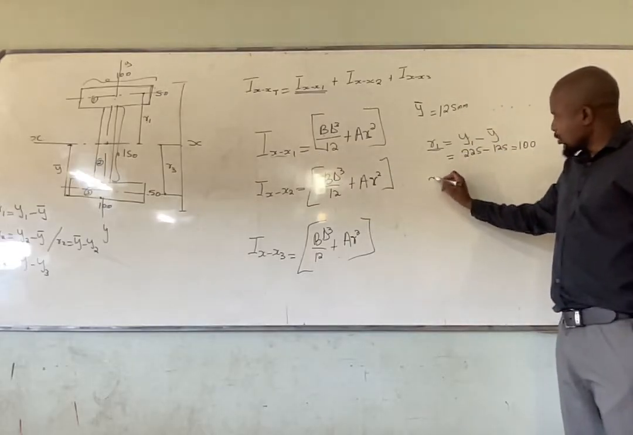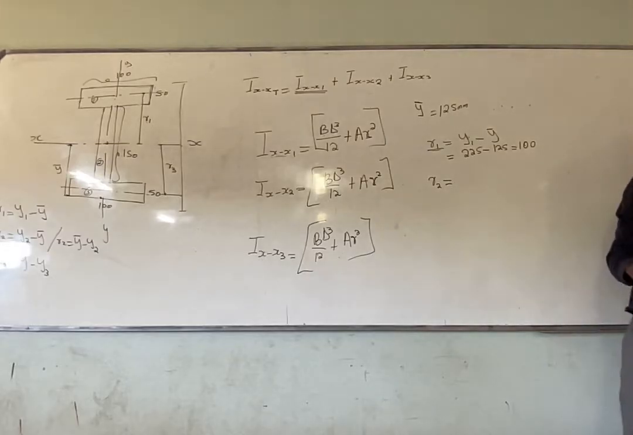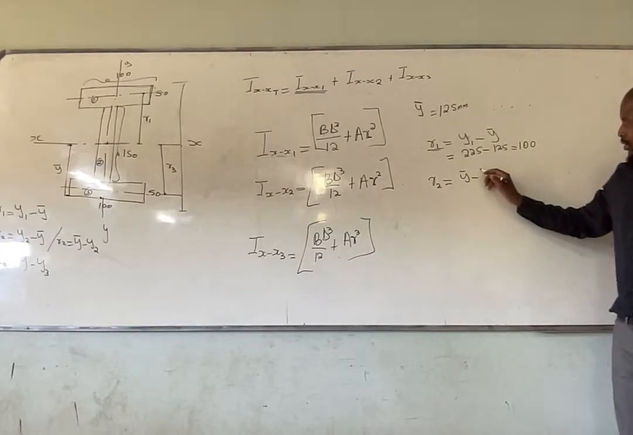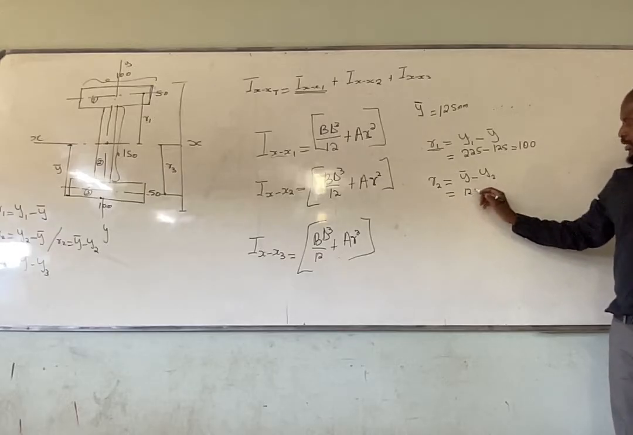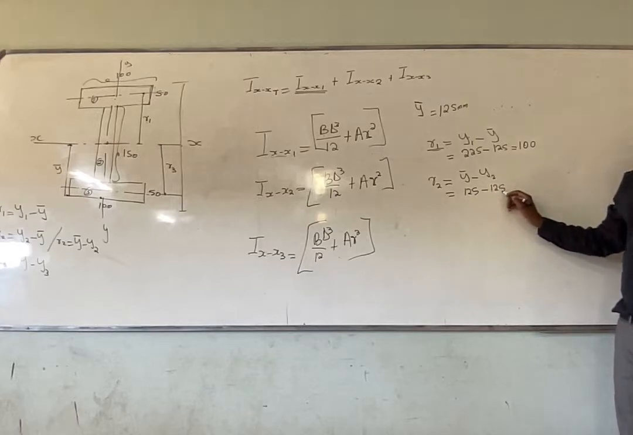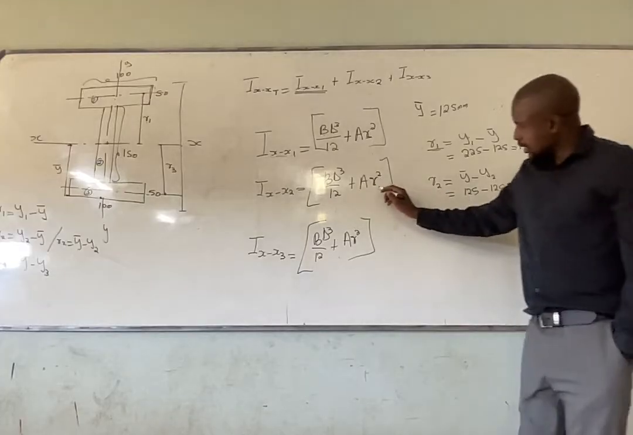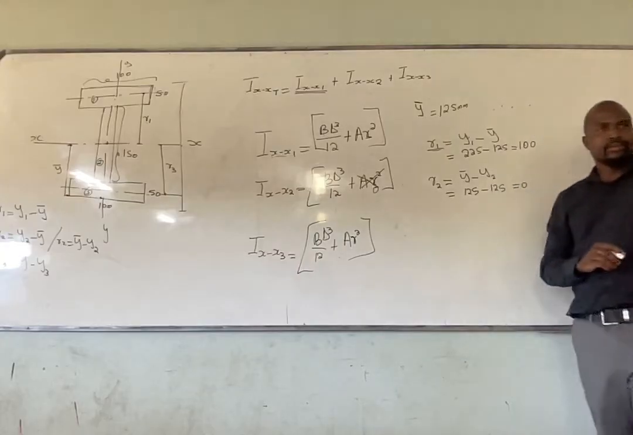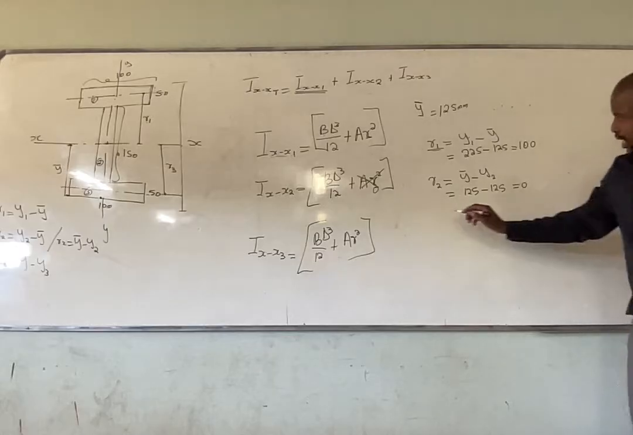So R2, what will be the magnitude of R2? It's y bar minus y2. In this case, y bar is 125, y2 is 125. Therefore, the answer will be 0. So as the answer here is 0, it's the same as not including this one. You get that part, right? Yes.